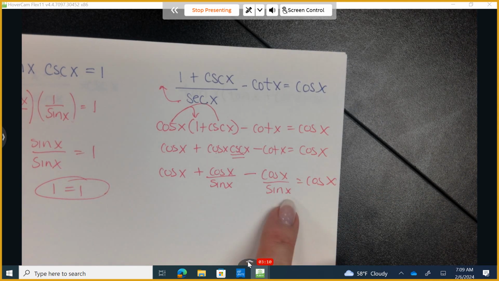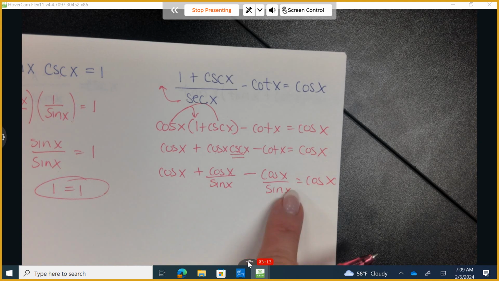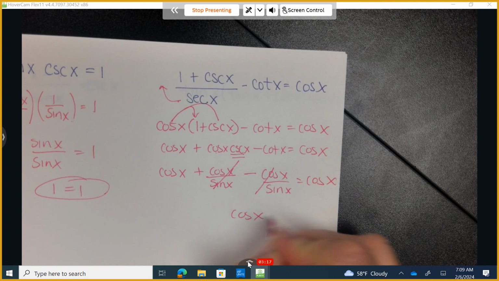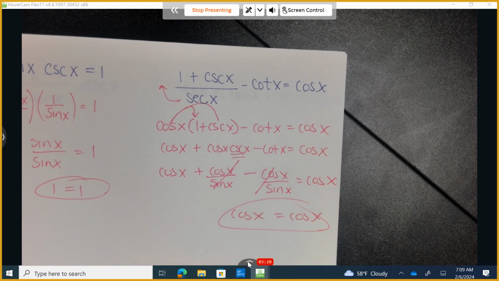Now we can see we have the exact same thing. They're additive inverses. That means the same quantity but different signs. They cancel out. And I have the cosine of x equals the cosine of x.